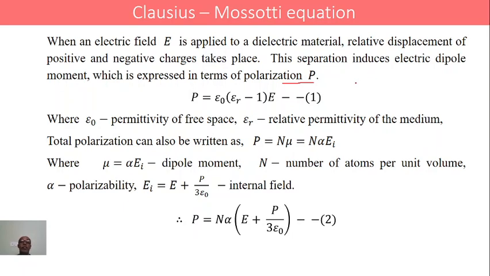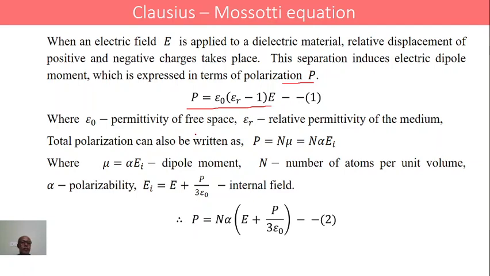And that polarization of the dielectric material is given by this expression, where epsilon naught is the permittivity of free space, epsilon r is the relative permittivity or the dielectric constant of the material, and E is the magnitude of the external electric field applied to the dielectric material.